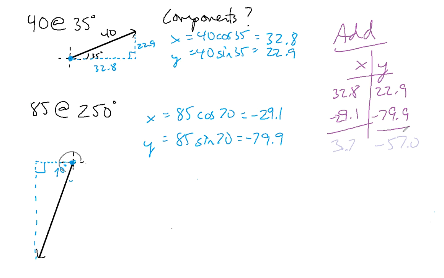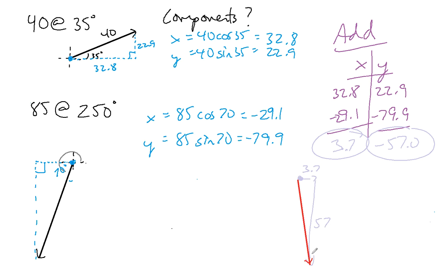Okay, so let's piece these together. I got my total x, I got my total y. So now I will make my new triangle, and I always like to start with my x first. So 3.7 sideways, and then I'm going to go down 57. There's a whole bunch going down. That tells me my answer would go from beginning to end, something like that.